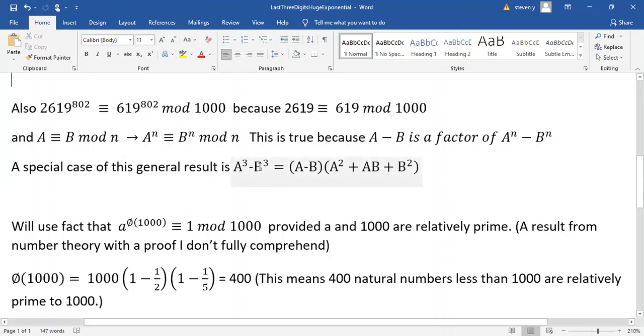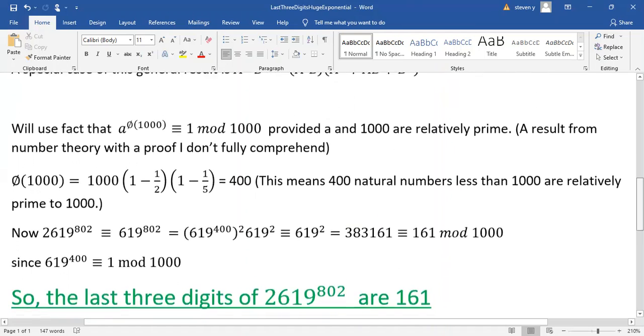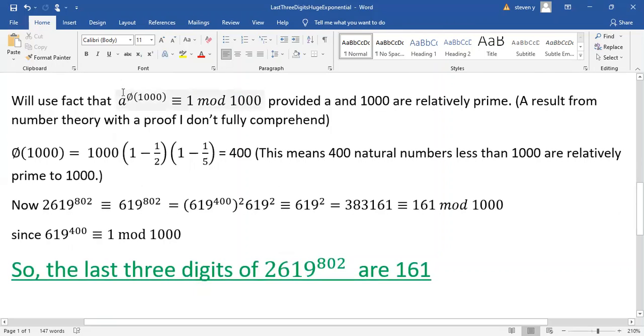the familiar difference of two cubes formula. Notice how a minus b is a factor of a cubed minus b cubed, but it turns out it holds for the general exponent n, all right? Now, I won't say too much about this. I'm very interested in this, but this is called the Euler Phi function right here. The Euler Phi function counts the number of natural numbers less than 1,000 that are relatively prime, that is, they have no common factor. Again, I may spend some time doing a video on this, but for now, we're just going to take it as a fact.